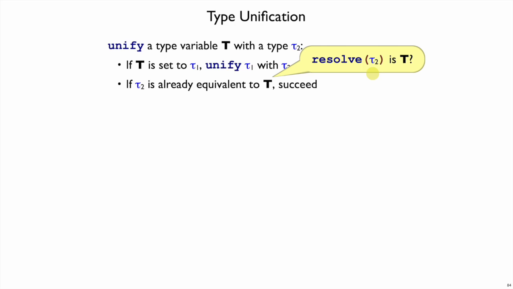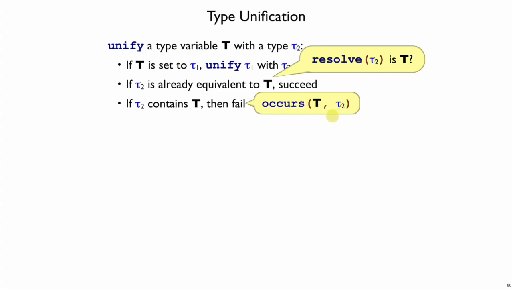All right, so this is the case when tal2 is exactly equal to t after all the simplifications that are possible, then we just succeed. There's nothing more to do in unify. It's also possible that tal2 is not equivalent to t, but it does have a t inside. So this is, say, when we're trying to unify t with t arrow t. And that's where our occurs check comes in. So if occurs detects that t is somewhere inside of tal2, we should just fail.